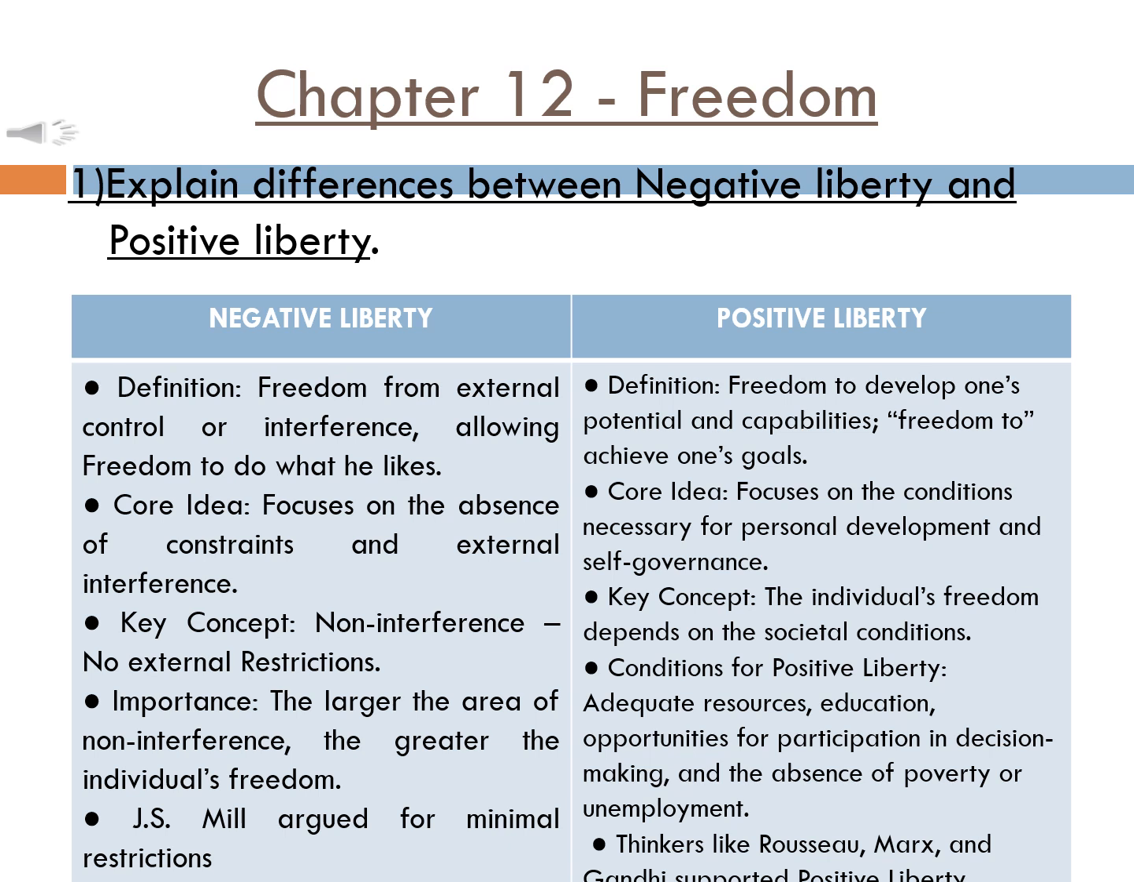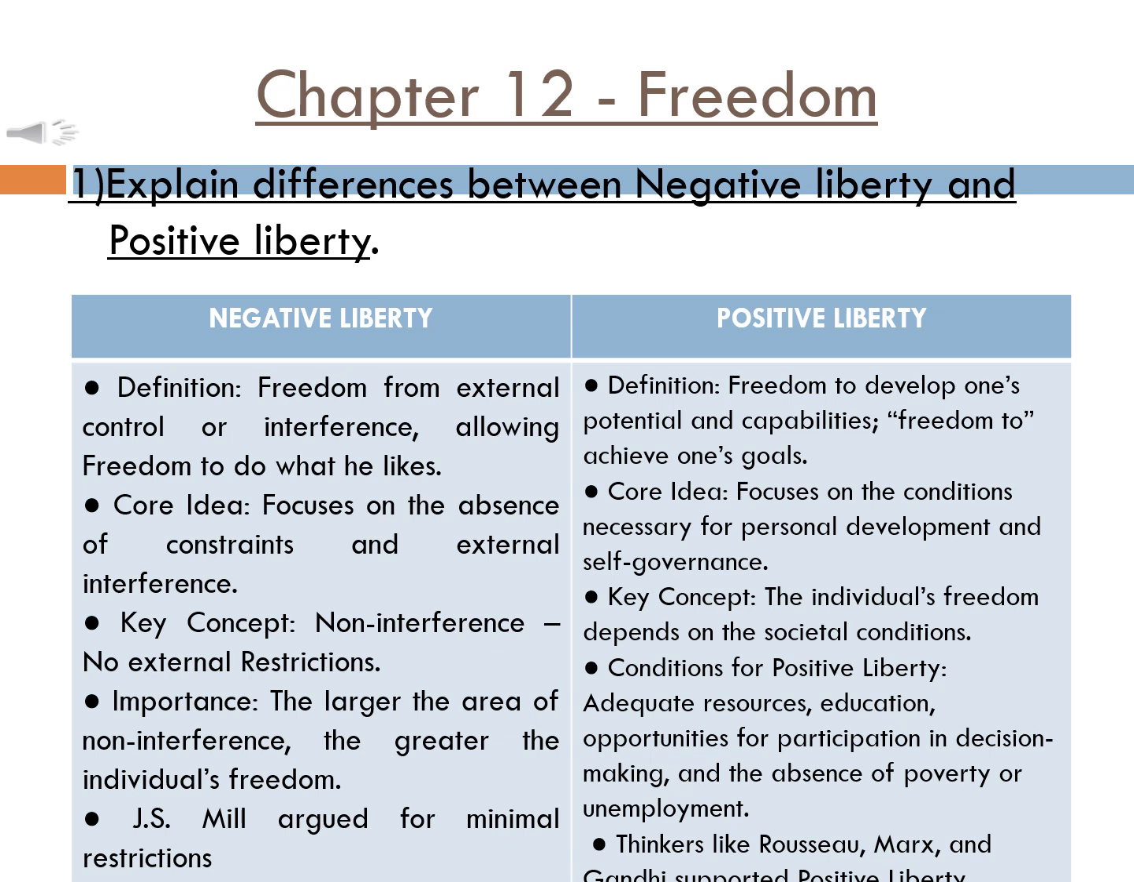So here the negative liberty, the definition: freedom from external control or interference. The core idea focuses on the absence of constraint and external interference. The larger the area of non-interference, the greater the individual's freedom. And who is the person behind it? J.S. Mill argued for minimal restrictions.